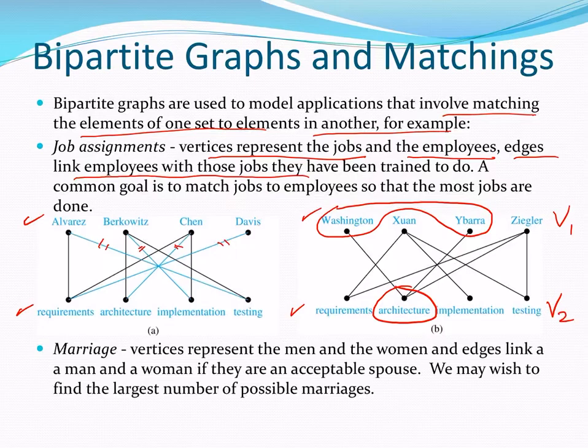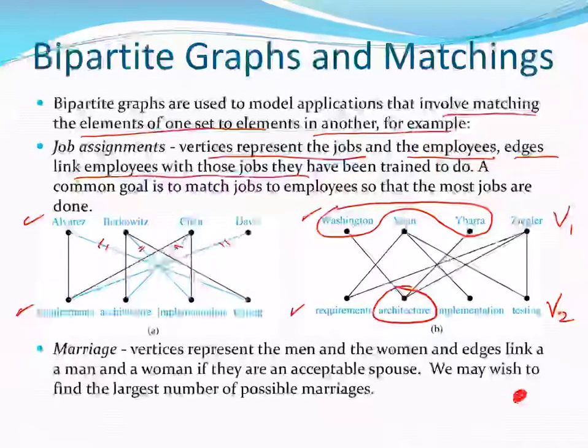Another application is marriages. If you have groups of men and women and they are linked if they are compatible as spouses, you might want to find the largest number of marriages in a population of men and women. And that's what gave rise to the name Hall's marriage theorem. And that is our discussion of bipartite graphs and Hall's marriage theorem.